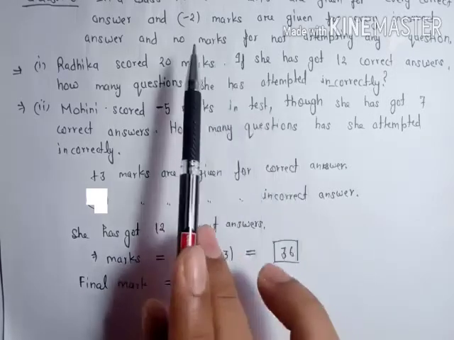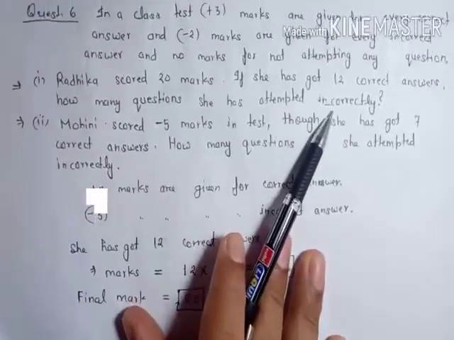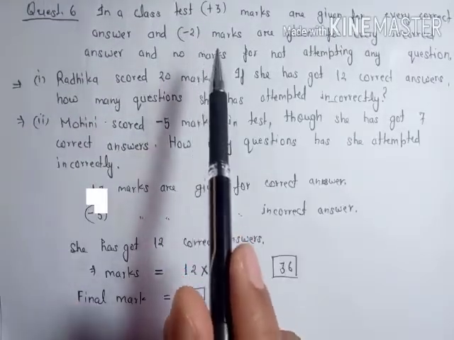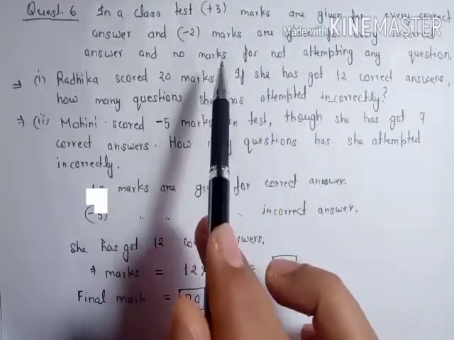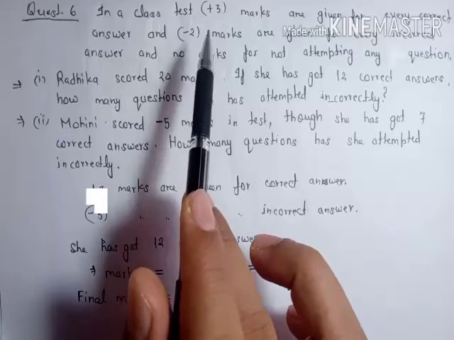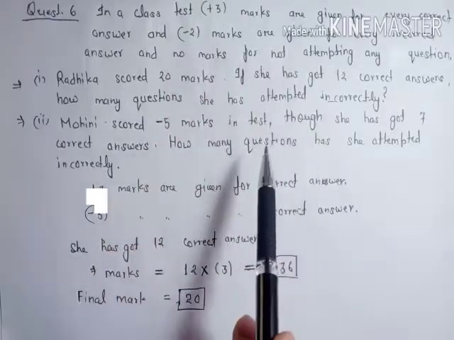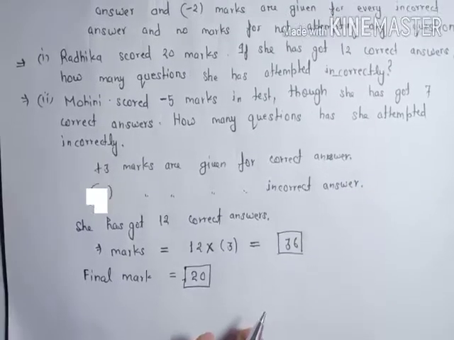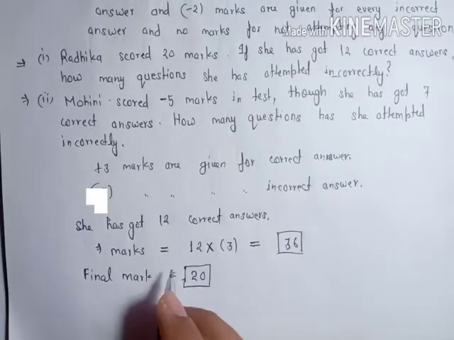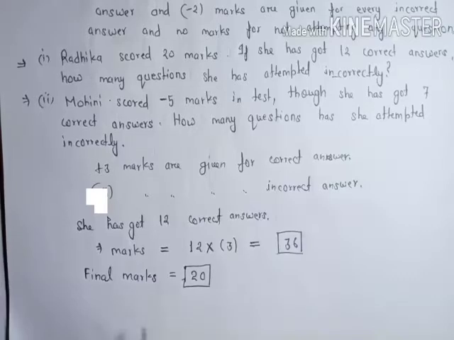And you know what, minus 2 marks means this time the marking will be negative, and rather than adding positive integers you will add their negative integer. It means from the total you are subtracting 2. So final marks are 120, final marks are 20.